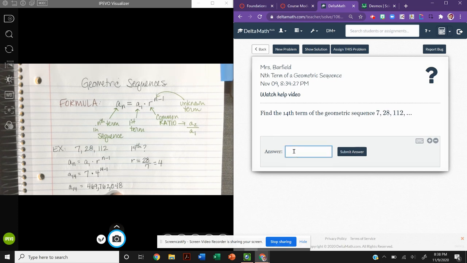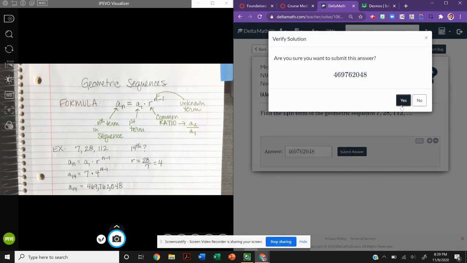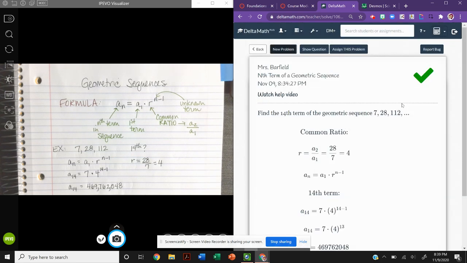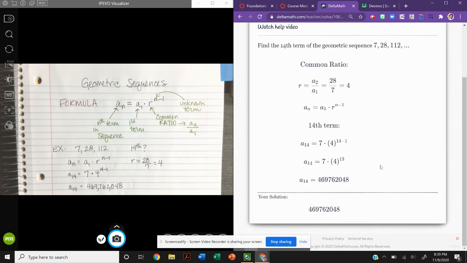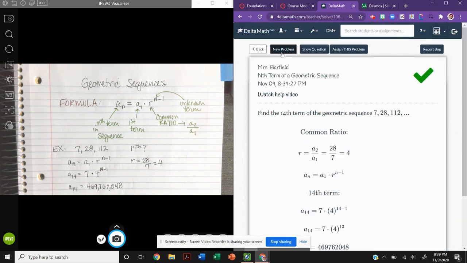Now let's bring back Delta Math, and we're going to type that in. So 469 million, 762,048. And I'm going to submit my answer. Yes, and there we go. You can see almost the exact same work that I've given you is what Delta Math has done.